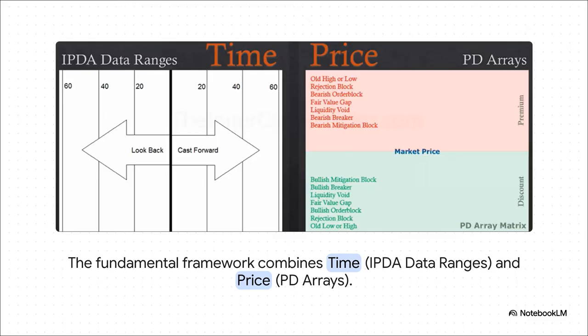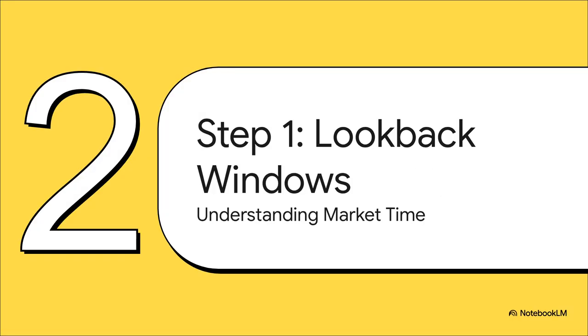On the left, we've got time, which we analyze using something called IPDA data ranges. And on the right, we have price, which we map out using PD arrays. The entire idea here is that when you blend these two elements together, you start to see the market with the same logic the algorithm uses. So let's start with that first pillar, time.